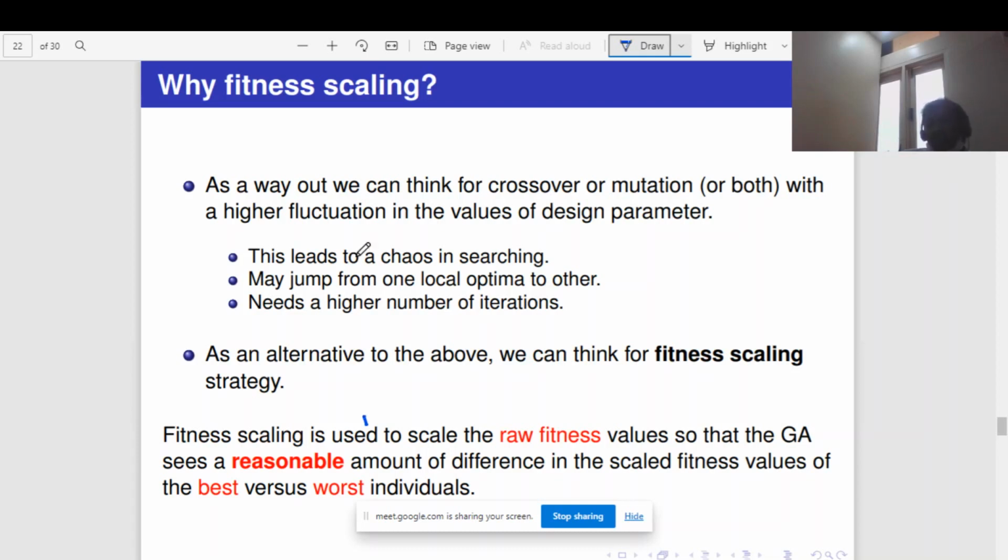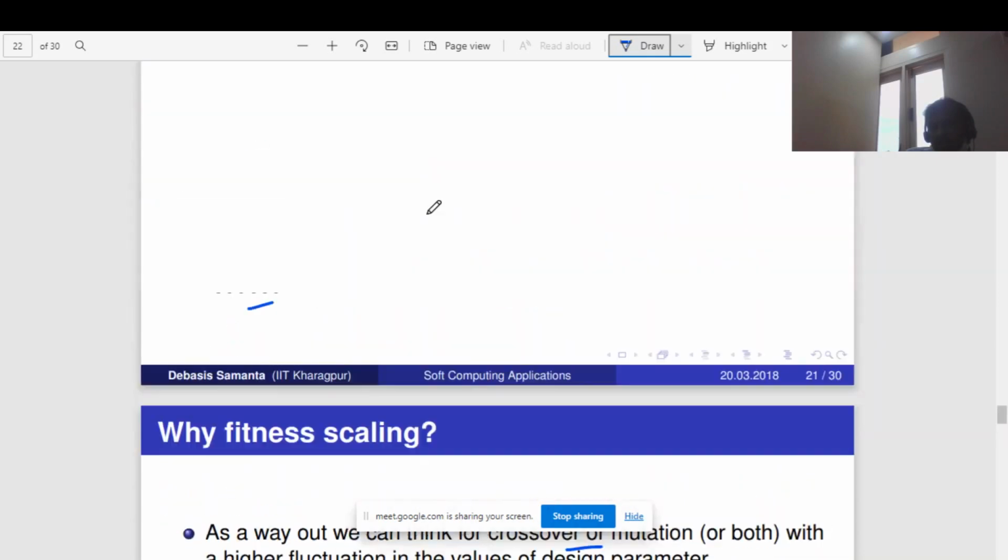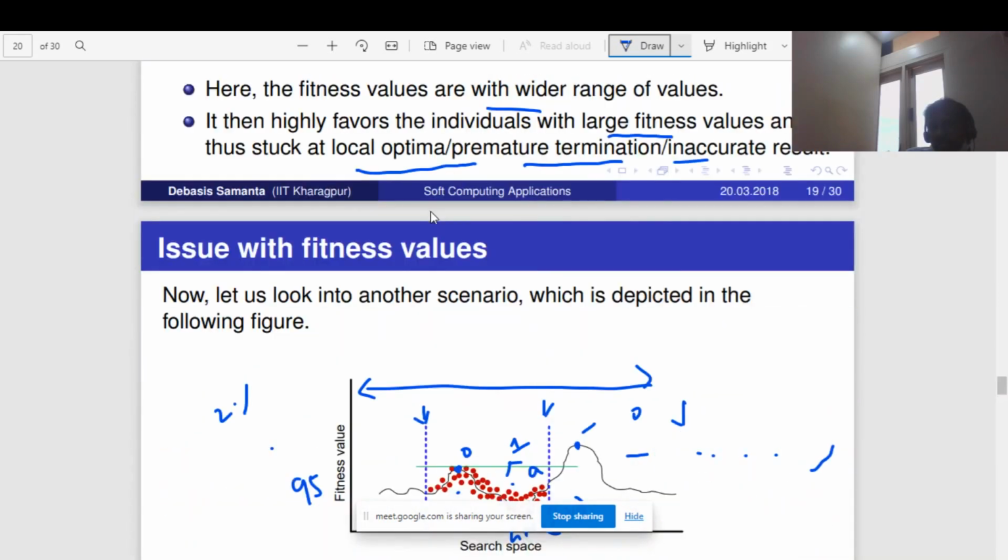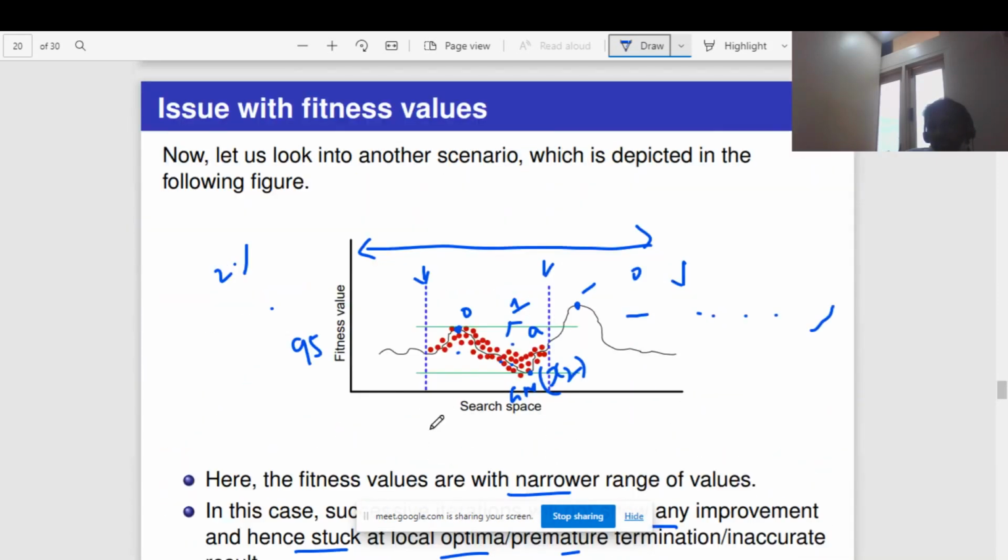So is there any way out? As a way out, we can think of crossover or mutation with a higher fluctuation in the values of the design parameter. So what this says is, in the design parameter itself, you give a higher range. Why are you making this range smaller? You make the range wider in such a way that individuals from different regions can get selected.